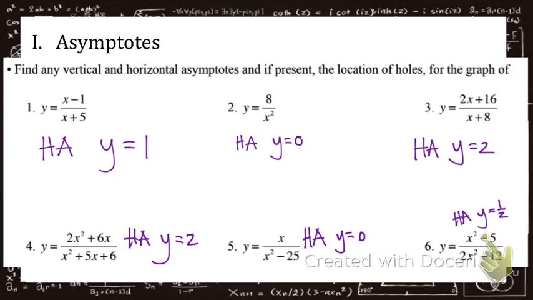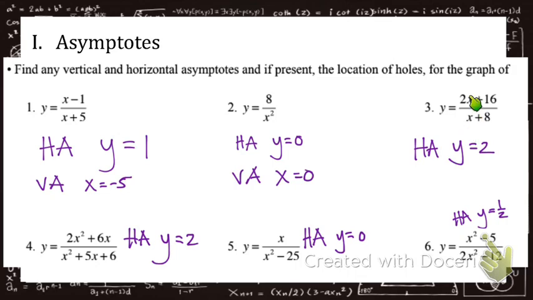Alright, now we go back and do the vertical asymptotes. So for the vertical asymptote, we're looking at all the zeros of the denominator that are not holes. So this one has a vertical asymptote at -5, so x equals -5. This next one, there's no holes as well because nothing factors, so the denominator would give us a 0 at 0. So it has a vertical asymptote at 0.